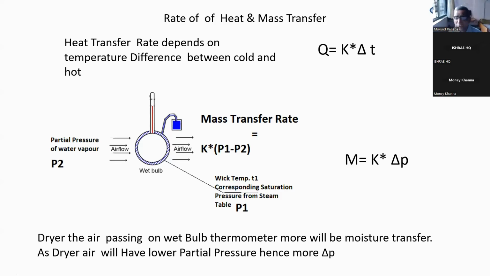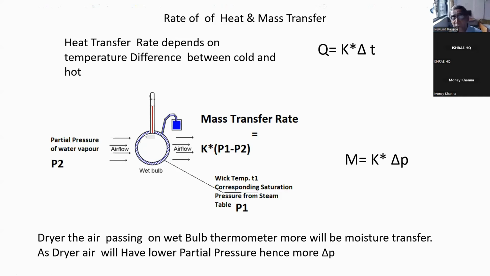So the drier the air passing, you know what happens? As the air becomes more and more dry, the more amount of dry air is there, less amount of water vapor is there. So partial pressure of water vapor is lower and lower. So the difference between P1 and P2 is more. So more amount of water vapor gets transferred, water gets into the water vapor, and that is why we get more depression, or wet bulb depression, because the mass transfer is high. So the drier the air passing on the wet bulb thermometer, the more will be the moisture transfer, as the drier air will have lower partial pressure, and hence more delta P and more wet bulb depression.